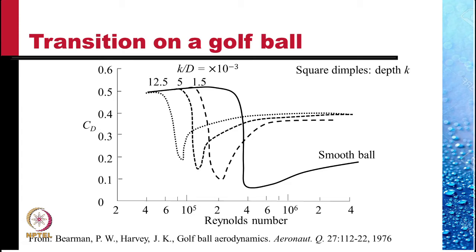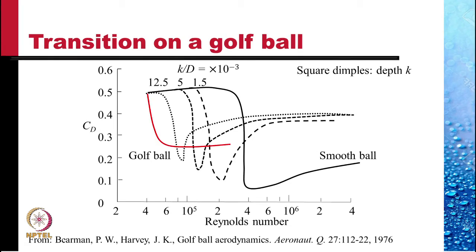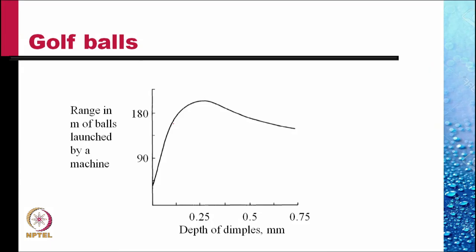So the depth of dimples affects the transition point. On an actual golf ball, if you measure, the transition takes place at about 4 into 10 to the power 4. This calculates the range in meters of golf balls launched by a machine at a constant speed, a speed large enough to have a value of Reynolds number at about 10 to the power 5.